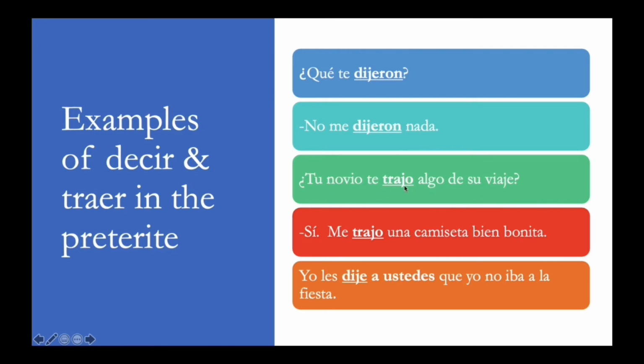¿Tu novio te trajo algo de su viaje? Did your boyfriend bring you something from his trip? Sí, me trajo una camiseta bien bonita. Yes, he brought me a very pretty t-shirt. Yo les dije a ustedes que yo no iba a la fiesta. I told y'all that I was not going to the party.